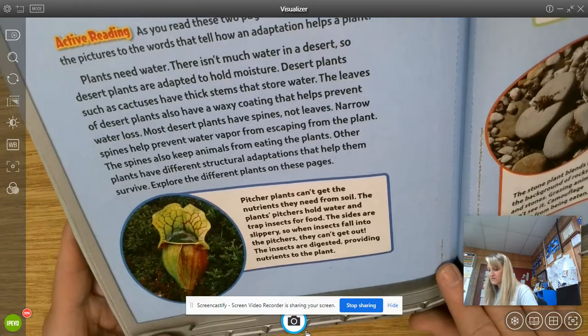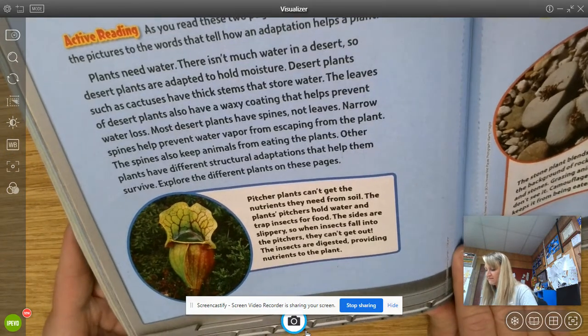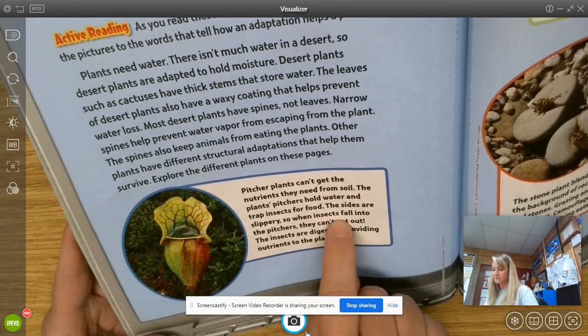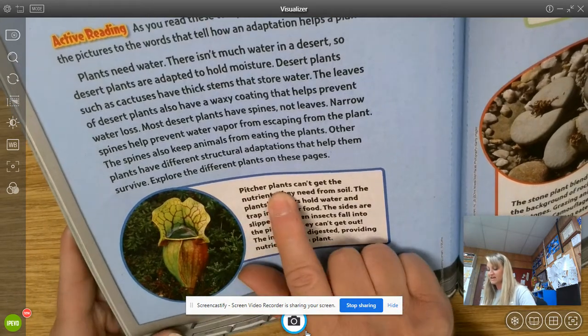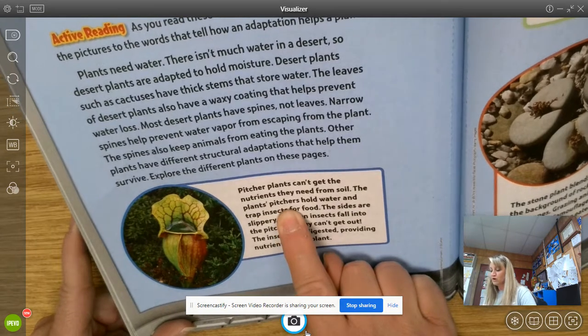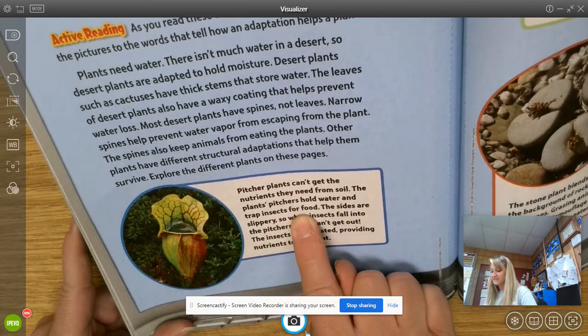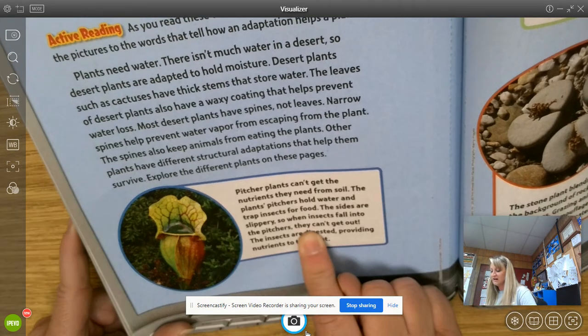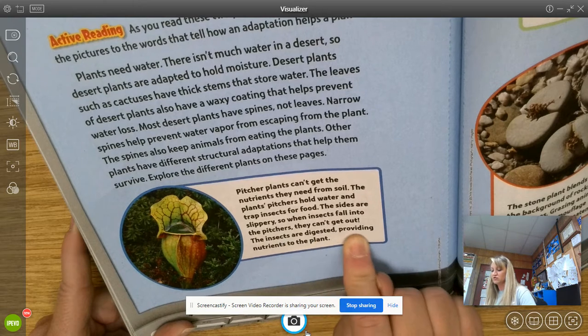What do plants need to survive? The pictures show you a lot. So the picture and the caption. The caption's what the picture's about. Pitcher plants can't get the nutrients they need from the soil. The plant pitchers hold water and trap insects for food. The sides are slippery, so when the insects fall into the pitchers, they can't get out. The insects are digested, providing nutrients to the plant.